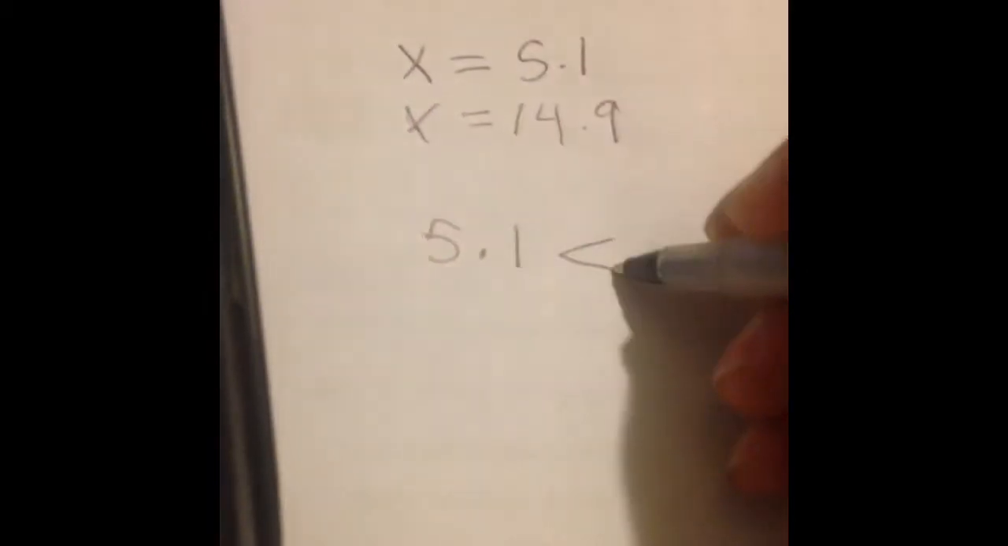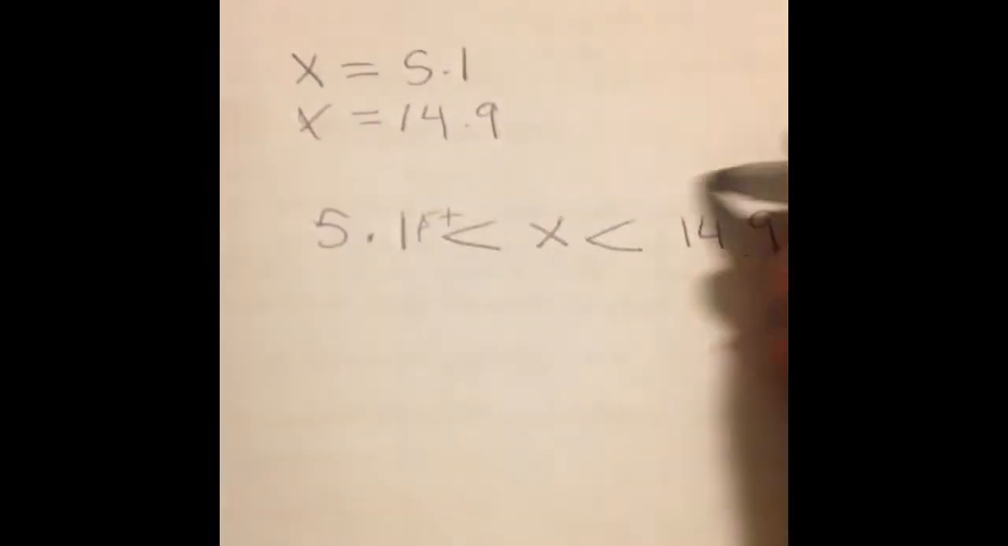And put them in our final equation, which will be 5.1 is less than x, and then another less than sign, 14.9 feet. And that is our answer.